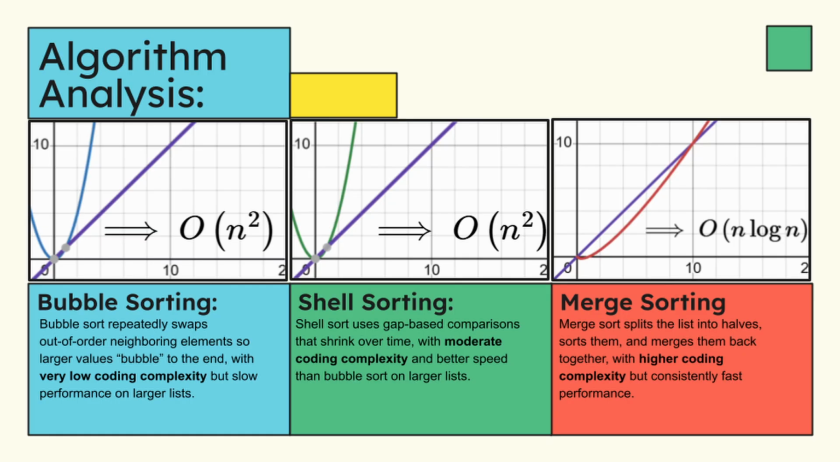Those being bubble sort, which has the least coding complexity and is generally the first sorting algorithm one will learn, but consequently has one of the worst time complexities at big O of n squared time. The next would be shell sorting, which is a variation on bubble sort with some optimizations. That is also big O n squared time and of more moderate coding complexity. And lastly, merge sorting, which is one of the most optimal sorting algorithms at big O n log n time, but has the highest coding complexity of all three.